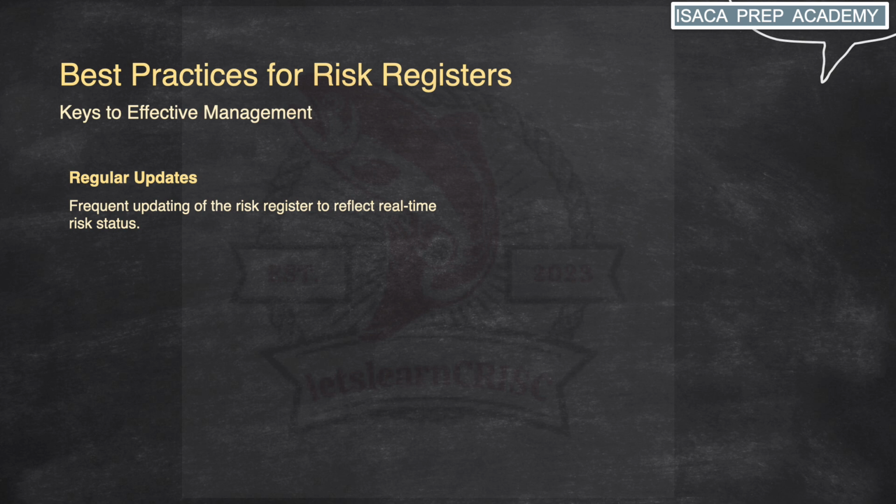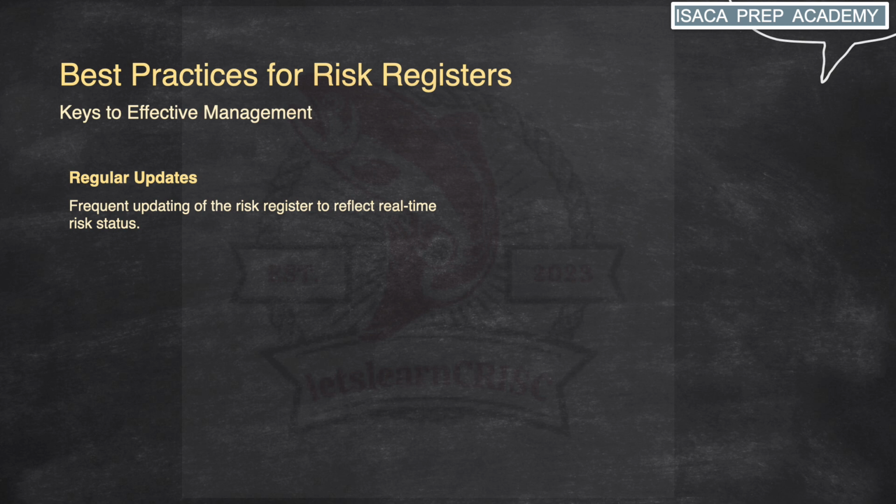By frequently updating the risk register, organizations ensure that stakeholders have access to the most current information regarding identified risks, their severity, and the effectiveness of control measures. This real-time visibility allows stakeholders to make informed decisions and take timely action to address emerging threats or changing risk conditions.